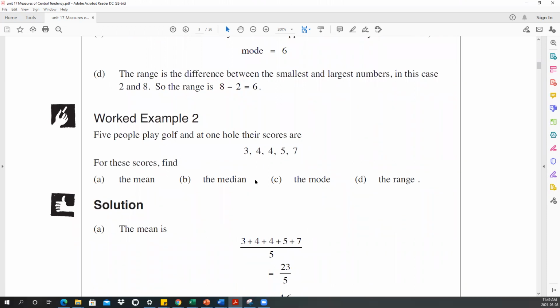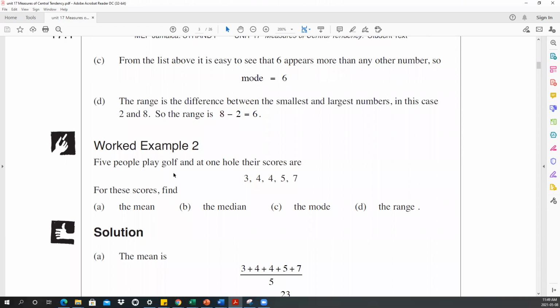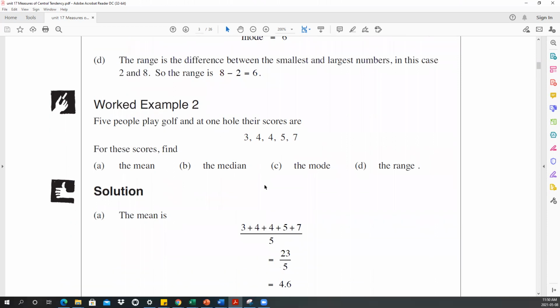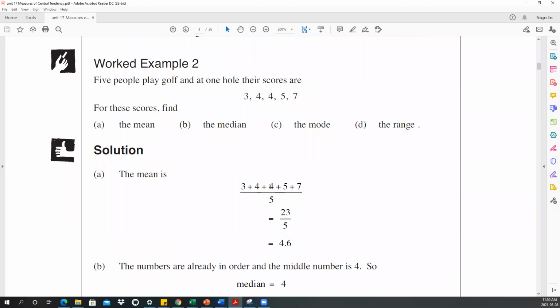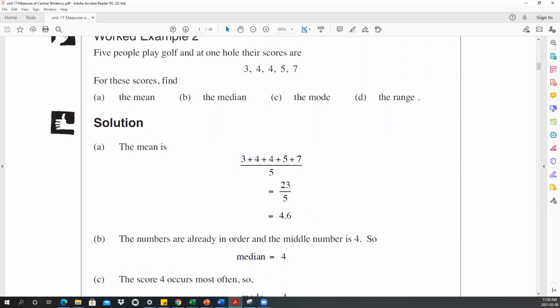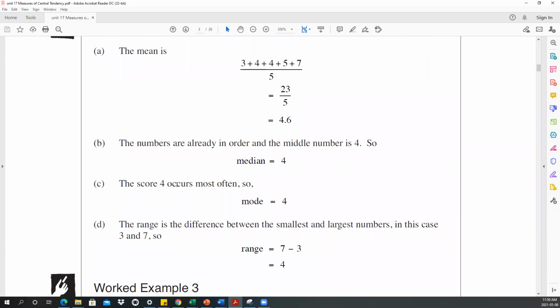All right, so we have this: 5 people play golf at one hole. Their scores are 3, 4, 4, 5, 7. I like the fact that this is already in order, so it's straightforward. Mean: 5 numbers, you just add them up and divide by 5. Median: the number in the middle. This is in order, so 4 is in the middle. You can pick that up easily.